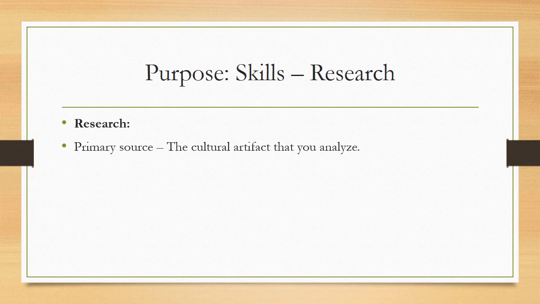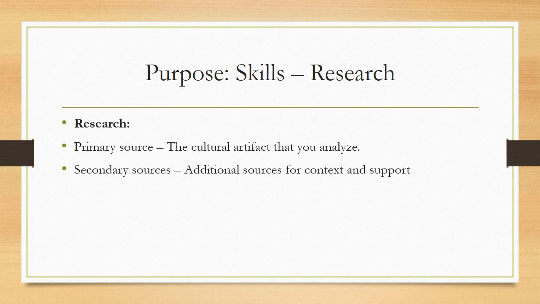But you have those other voices too that kind of round out, flesh out the argument, but aren't as important as the artifact. So we call those secondary sources, additional sources for context and support. And so you need a few of these as well. But there's all different kinds of secondary sources. So two important distinctions to remember: primary source, the main focus you're analyzing; secondary source, other pieces of research that give context and support.